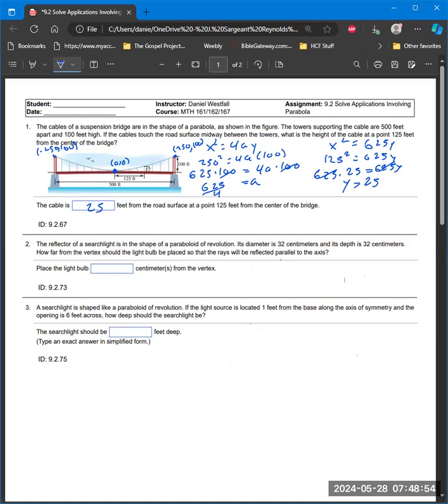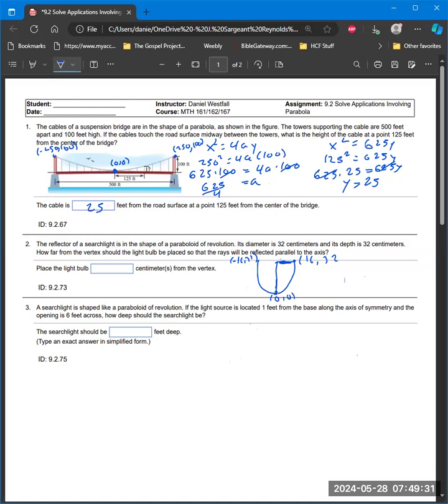The reflector of a searchlight in the shape of a paraboloid, that's a three-dimensional parabola shape of revolution, has a diameter of 32 centimeters. So that means if I go halfway across here, it's going to be 16, something. It also has a depth of 32 centimeters. So that point there, I'm going to call (16, 32). I'm going to call this point (negative 16, 32). That lets me call this vertex down here (0, 0).